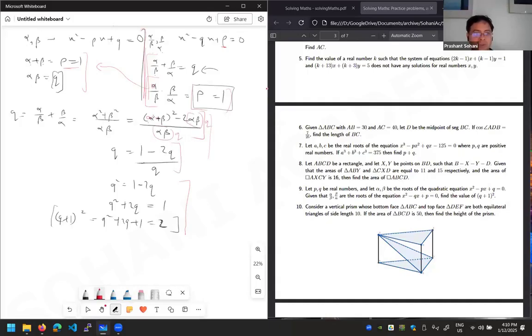So now if I multiply both sides by Q, LHS will become q square equal to 1 minus 2q.